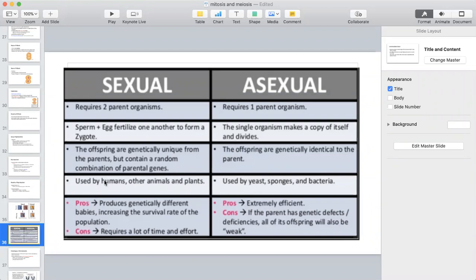Okay. Humans typically use sexual reproduction. Animals and plants all use sexual reproduction. Organisms that use asexual reproduction are going to be our yeast, fungi, bacteria, binary fission. These are all examples of organisms that use asexual reproduction as a means for producing more offspring. What questions do we have about this information?